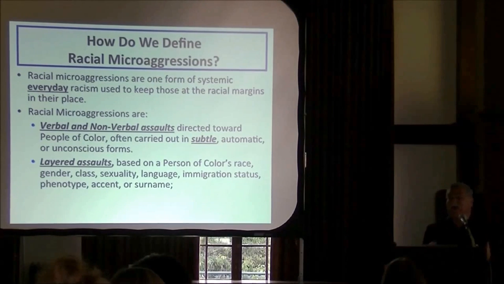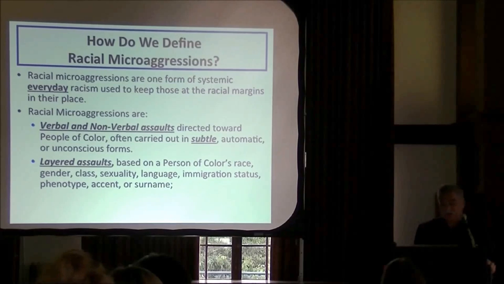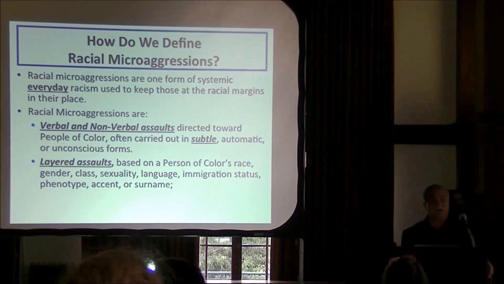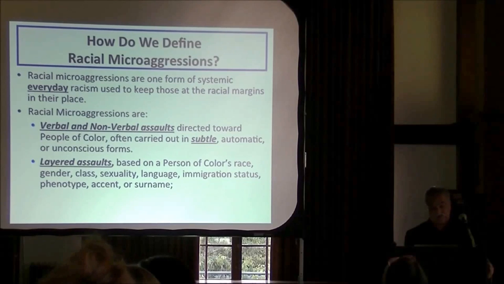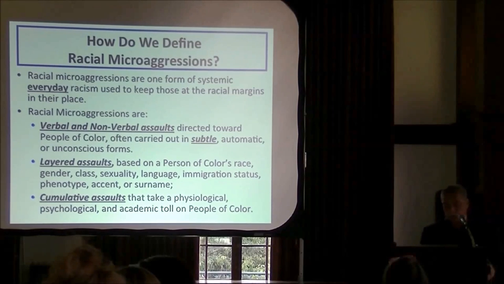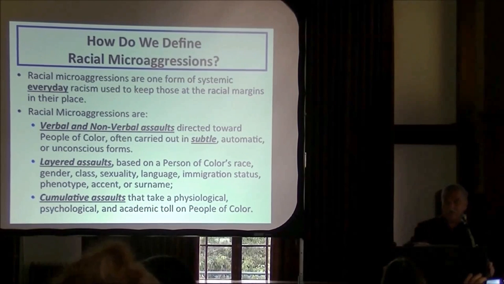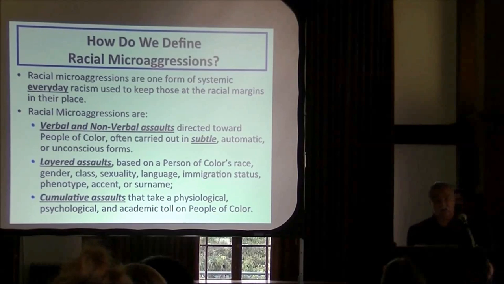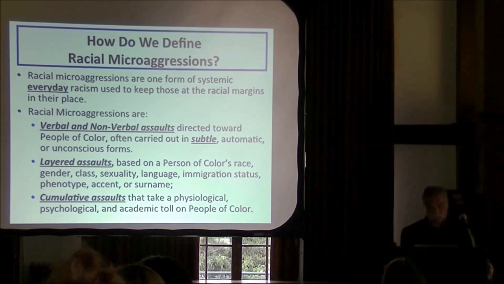Racial microaggressions are layered assaults. They can be based on a person's race, her gender, her class, her sexuality, her language, her immigration status, her phenotype, her accent, her surname. And racial microaggressions are cumulative. They happen over and over again. That can take a physical, a psychological, and an academic toll on people of color who experience them.